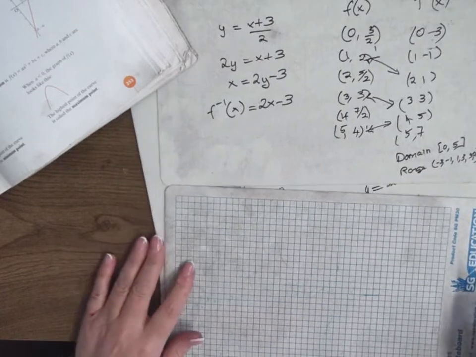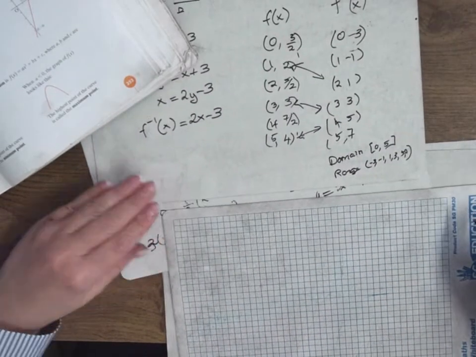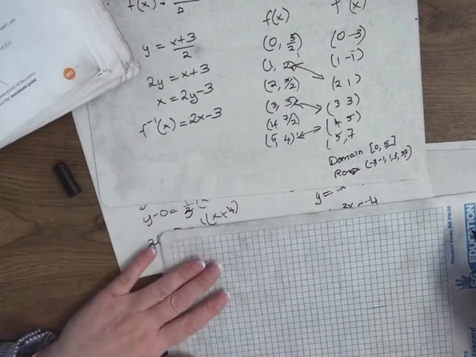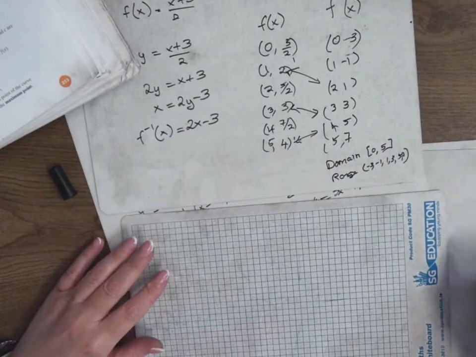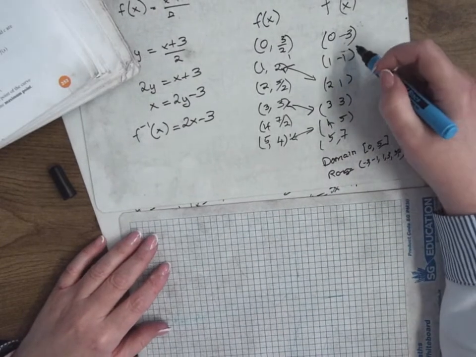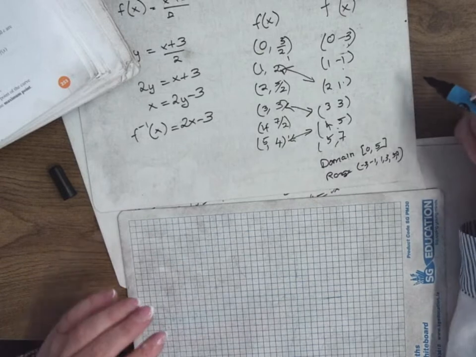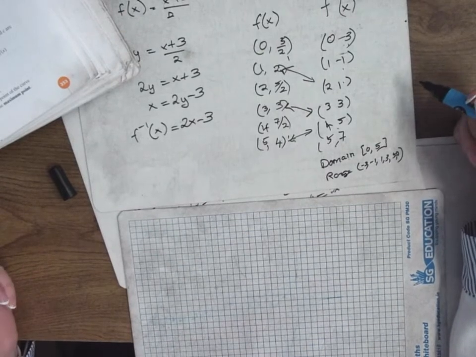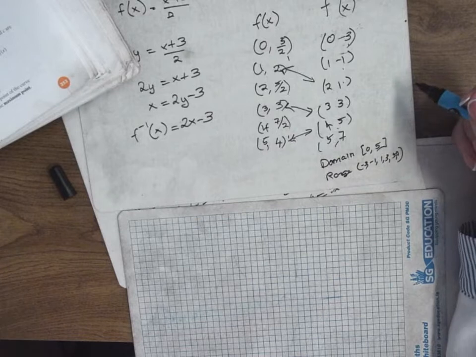That's grand. Right, okay, are we good? Yes. Sorry, what's the range? The range is all the y values: minus 3, minus 1, 1, 3, 5, 7. The domain is all the x values, and the range is all the y values. Right, are we good?